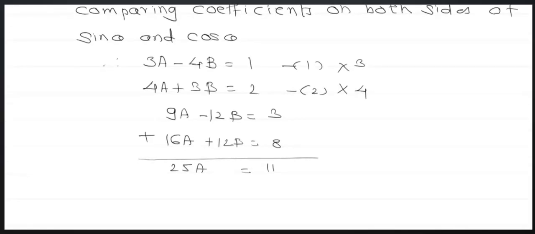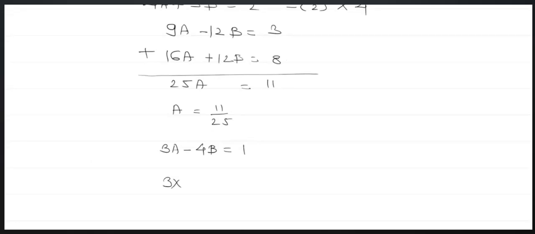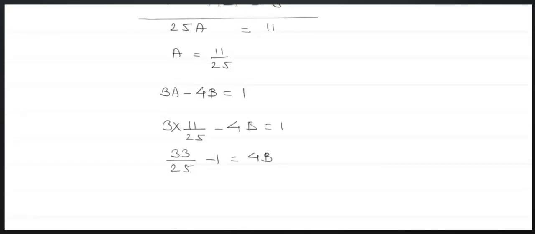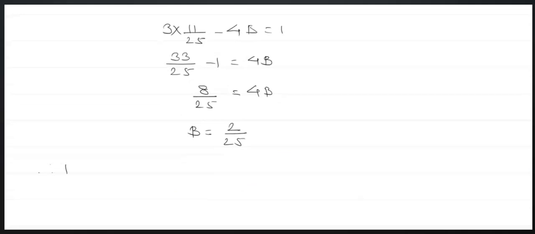Therefore a is equal to 11 upon 25. Substitute the value of a in equation number 1. Therefore 3 into 11 upon 25 minus 4b is equal to 1. That is 33 upon 25 minus 1, which is 8 upon 25, is equal to 4b. Therefore b is equal to 2 upon 25.